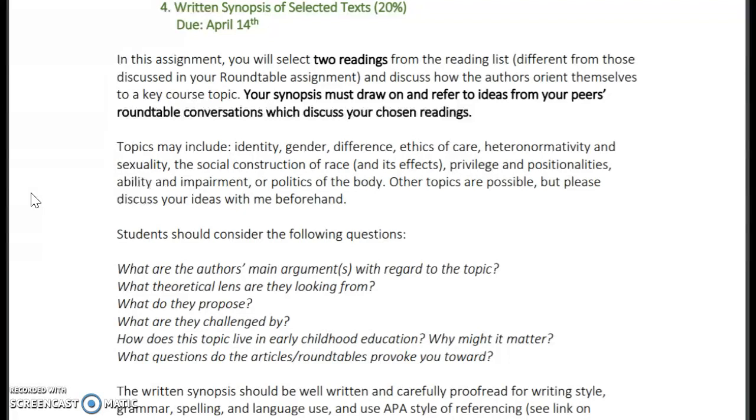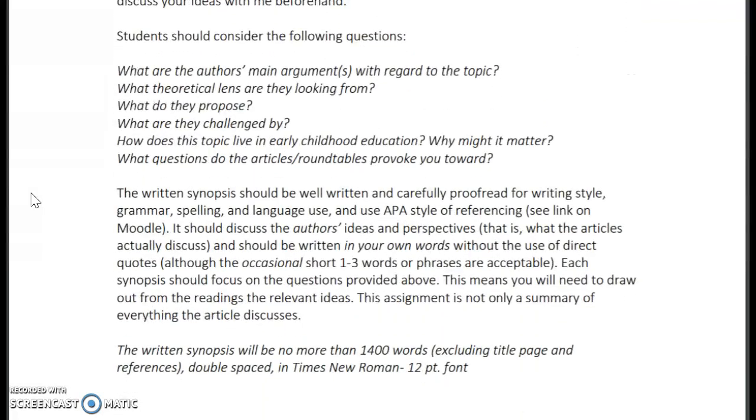Students should consider the following questions as you're writing your synopsis. What are the author's main arguments with regard to the topic? What theoretical lens are they looking from? What do they propose? What are they challenged by? How does this topic live in early childhood education, and why might it matter? And what questions do the articles or roundtables provoke you towards?